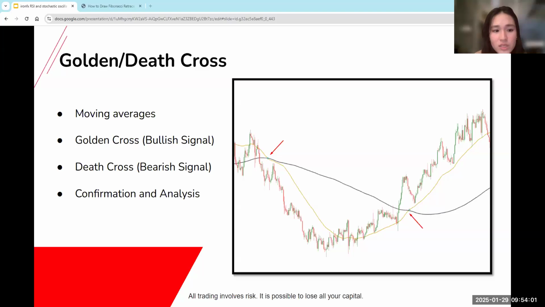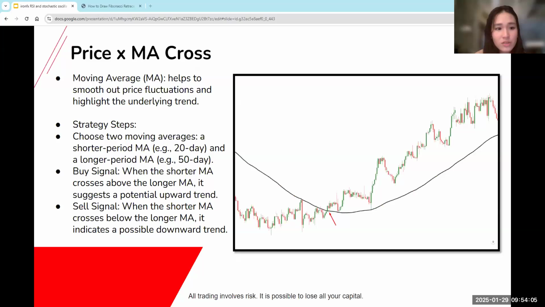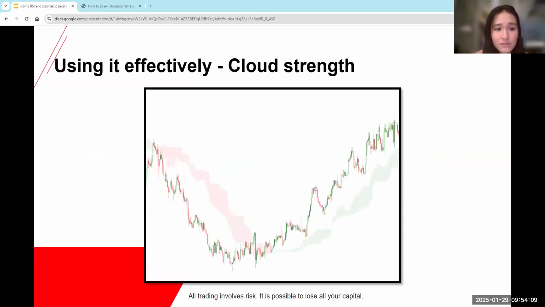Okay, so when it comes to using your trading journal, you can look through all of these different moving averages or different indicators, and just jot down your successes and see what works for you.